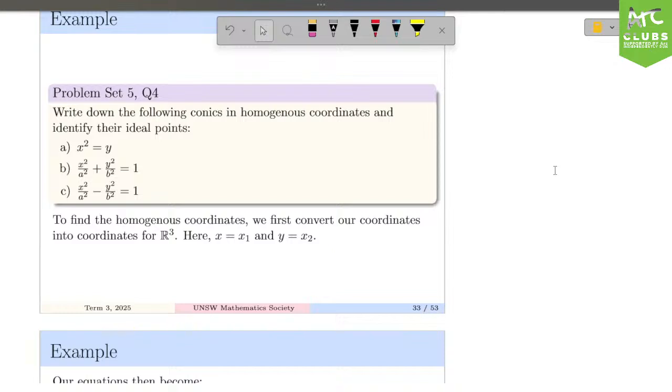Okay, in that case we can proceed with the rest of the conics. But first it's useful to see a trick we can use for not having to go through this substitution every time. For polynomial expressions, such as all of the examples here, if we just substitute x becomes x1 and y becomes x2, we can then just multiply each term by x0 until all terms have the same degree.